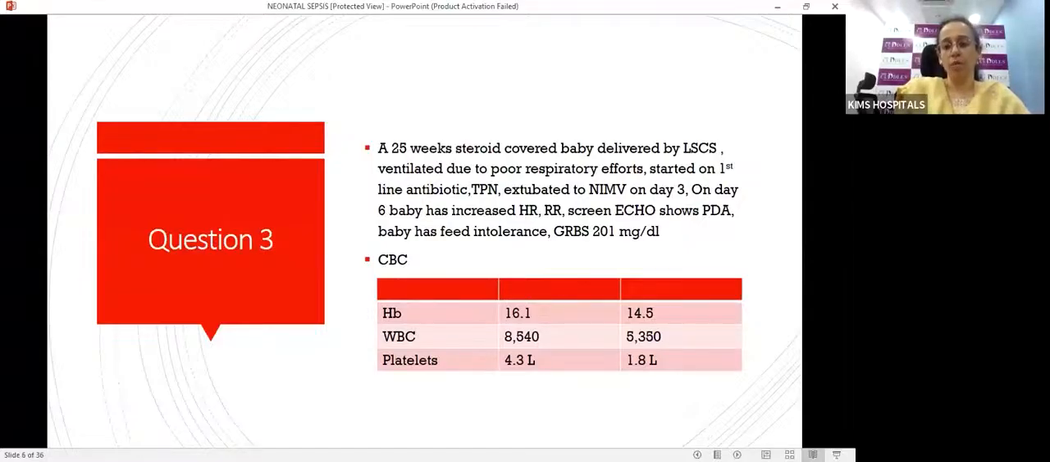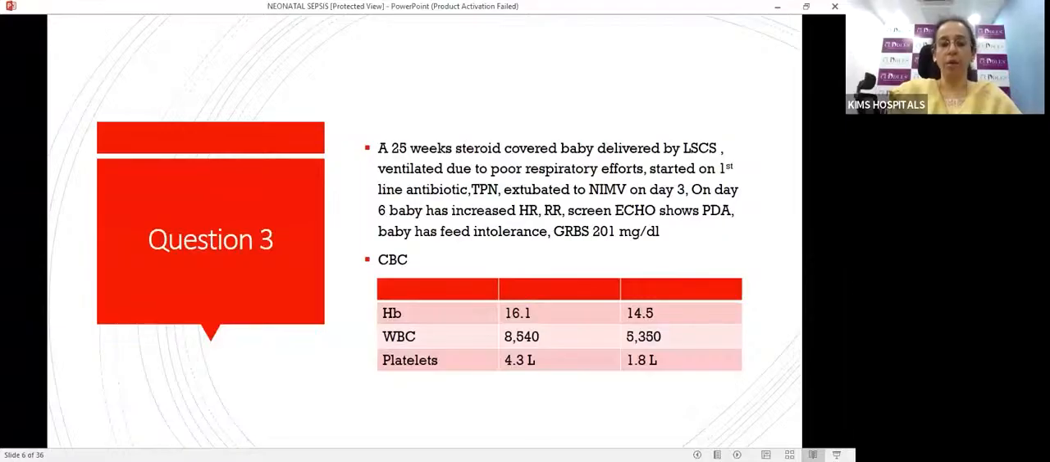mother who was steroid covered, by LSCS. Subsequently, the baby was ventilated due to poor respiratory efforts. On day 1 of life, the baby was started on first line of antibiotic in view of preterm delivery and premature rupture of membranes. The baby was initiated on total parenteral nutrition. The baby was extubated to non-invasive mechanical ventilation on day 3. On day 6, the baby was noted to have increased heart rate, respiratory rate, and a screening echo was done which shows PDA. The baby also starts developing some feed intolerance in the form of residual gastric aspirates and increased abdominal distension. So these are also some of the signs which are suggestive of sepsis in this baby.